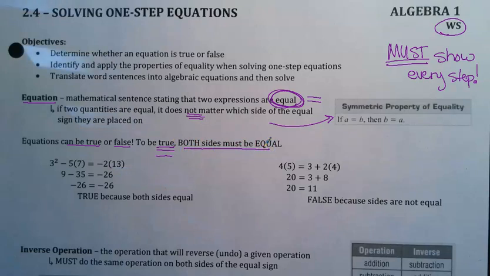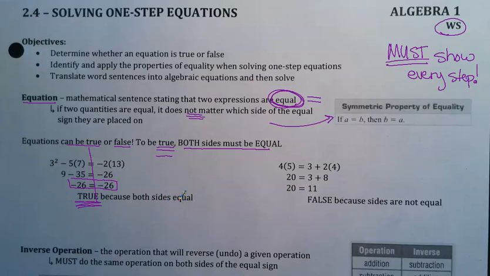We're going to look at two examples here. When we're talking about the sides of an equation, we're splitting it at the equal sign. So we're looking at 3 squared minus 5 times 7 equals negative 2 times 13. We solve both sides and see if they're equal. 3 squared is 9, 5 times 7 is 35. 9 minus 35 is negative 26. Negative 2 times 13 is negative 26. So negative 26 does equal negative 26. This is true because both sides are equal.